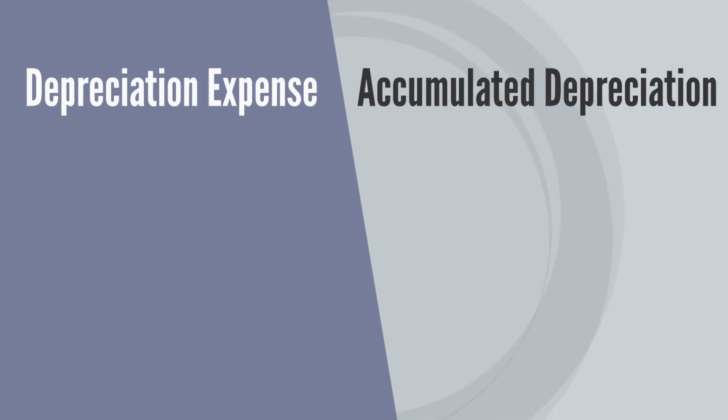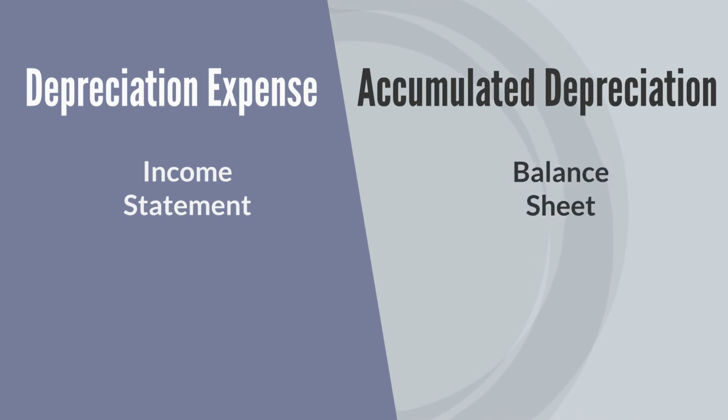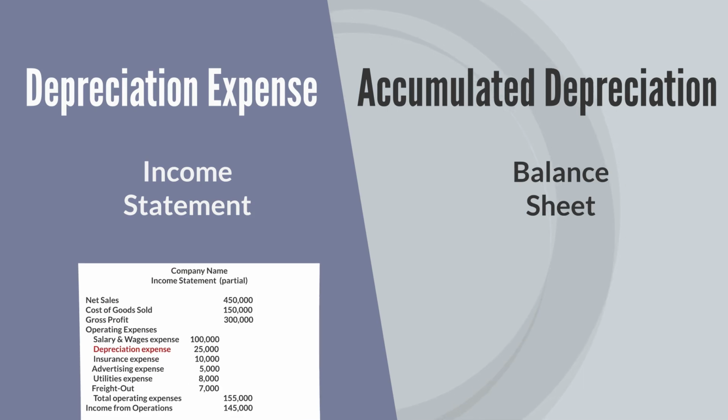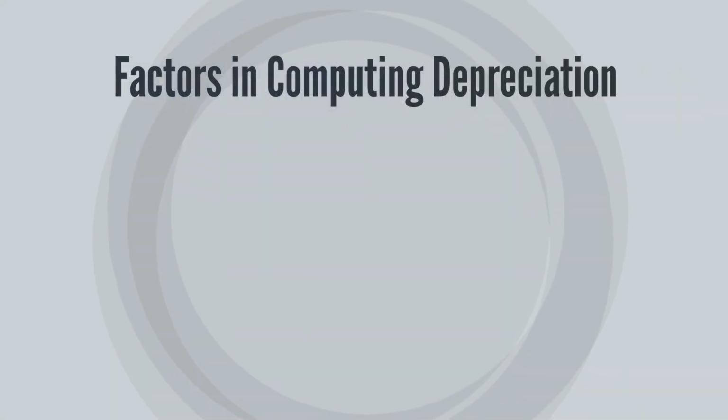Let's review depreciation expense and accumulated depreciation. Depreciation expense is reported on the income statement, whereas accumulated depreciation is reported on the balance sheet. Depreciation expense reduces net income for the amount of depreciation for that period. Accumulated depreciation is a contra asset account. It reduces fixed assets or property, plant, and equipment. The amount reported on the balance sheet is net book value, which is simply the difference between the cost and accumulated depreciation.